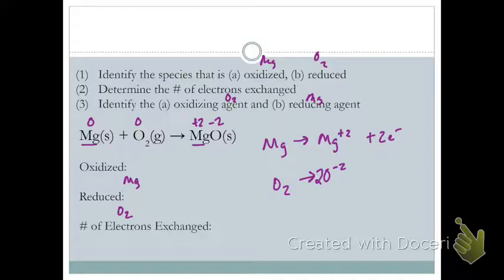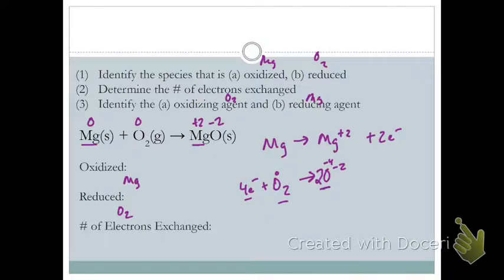So I need 2 oxygens, right? The first thing, whenever I'm doing my half reactions, I balance my atoms first. So I have 2 atoms of oxygen on this side, so I need a coefficient of 2. But what that will do is, in total, there's actually 4 electrons that are exchanged. How did I get 4 electrons? Well, I started with 0, but now I have 2 oxygens that are at -2 charge, so I went to -4, if that makes sense. So I need 4 electrons on this side.